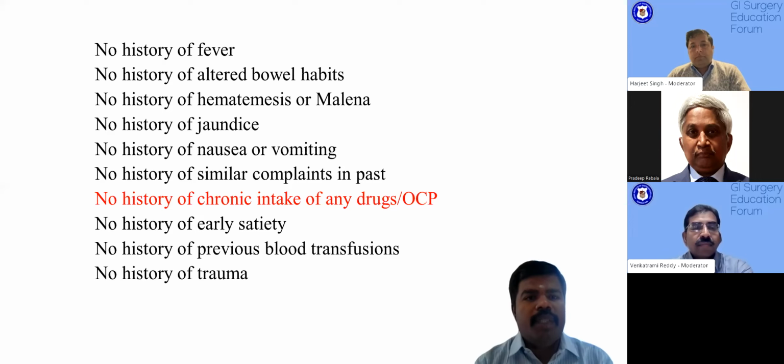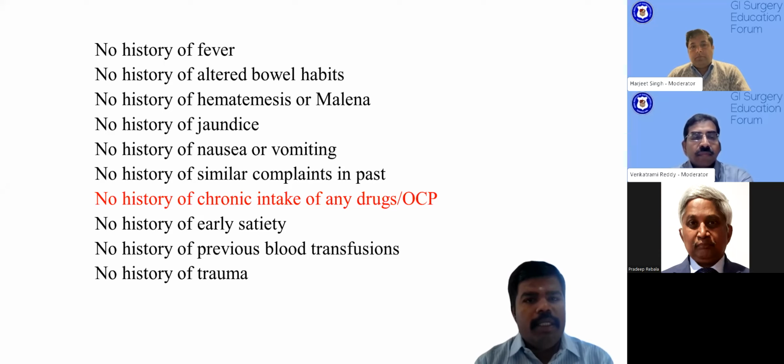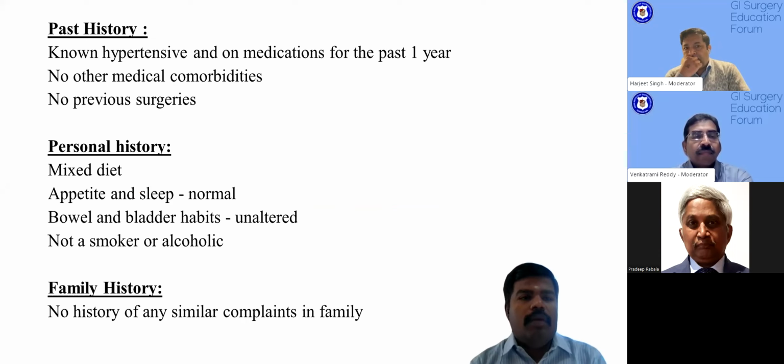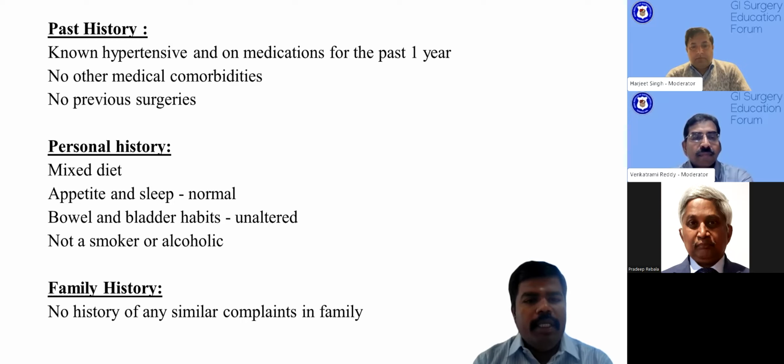She had no history of fever, altered bowel habits, hematemesis, melena, jaundice, nausea or vomiting, no similar complaints in the past, no chronic intake of drugs or oral contraceptive pills, no early satiety, no previous blood transfusions, and no history of any trauma. Coming to the past history, she is a known hypertensive and has been on medications for the past 1 year. She has no other medical comorbidities and no previous surgeries. In personal history, she consumes a mixed diet, her appetite and sleep are normal, her bowel and bladder habits are unaltered, and she is not a smoker or alcoholic. In family history, no family member has a similar history.